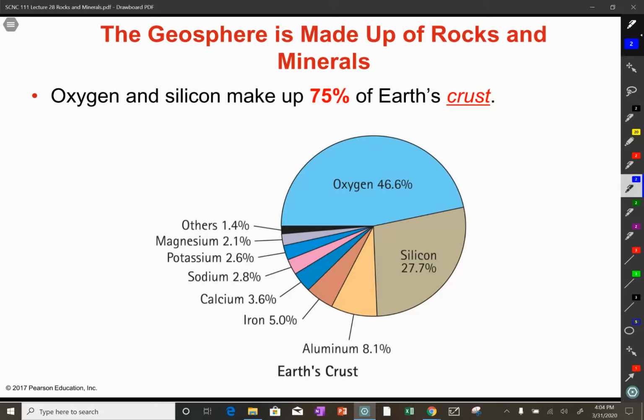So is aluminum plentiful? Well, it's a lot more plentiful than iron in the crust. So one would have to say aluminum is fairly plentiful. To be honest, though, extracting aluminum is fairly expensive.